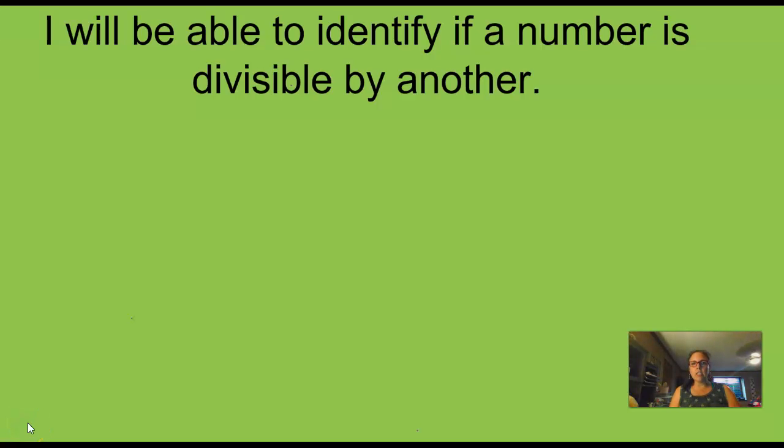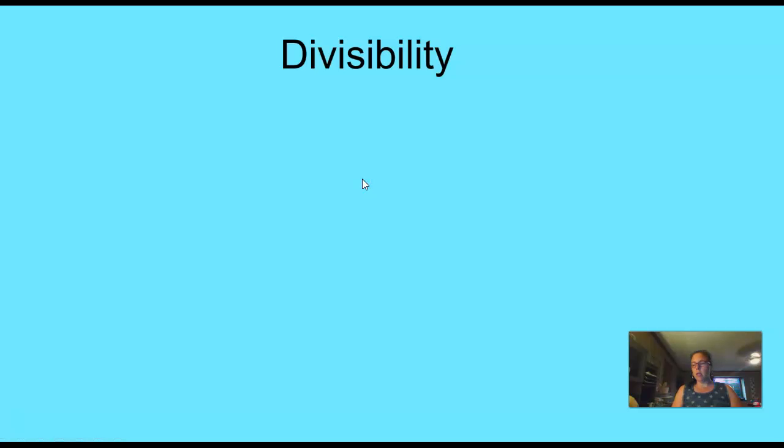Right, at the end of this lesson, you will be able to identify if a number is divisible by another number. Okay, so on your paper write down in your notes 1.1 divisibility. Remember, you can always pause the video if you need to write things down. Divisibility is the ability to be evenly divided without a remainder. You do not have to write this definition down. This is just to let you know you cannot have remainders anymore when we're talking about divisibility.